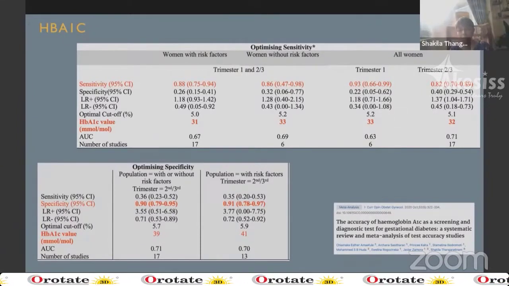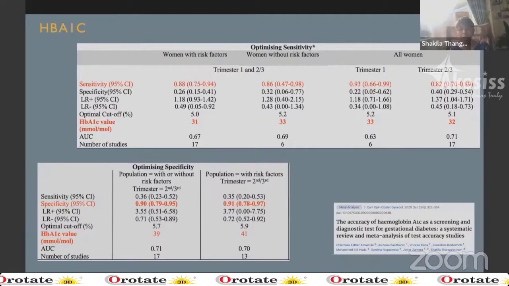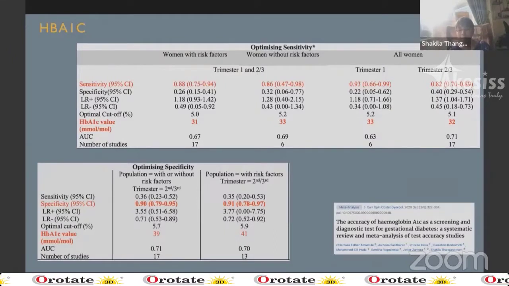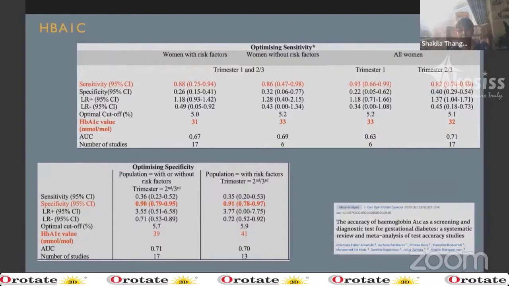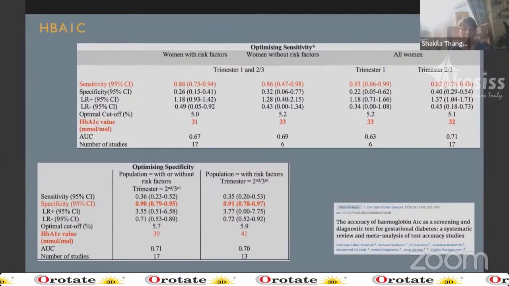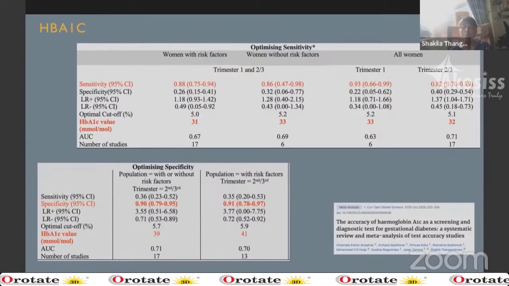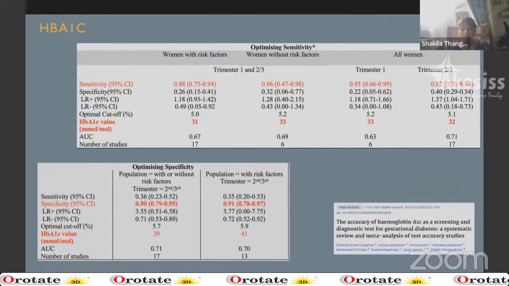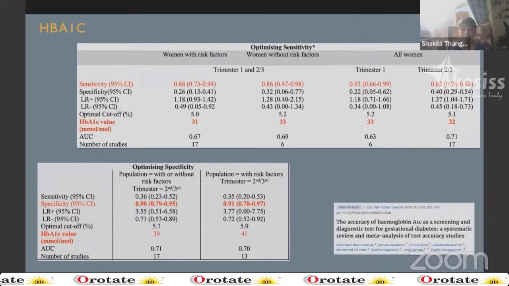If you're going to reduce the threshold, you're going to have a lot of patients who are unnecessarily labeled as GDM, and that defeats the purpose of using HbA1c as a screening test. If you increase the cutoff, then yes, you're not going to mislabel people with GDM, but you're going to miss out on those who have the condition. So at the moment, we are still not there to have HbA1c as a predictive test.